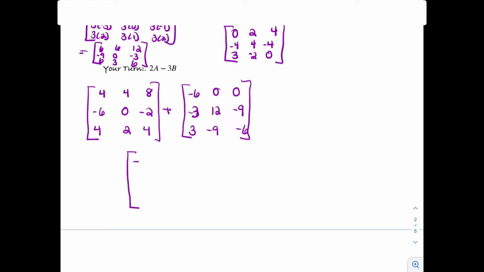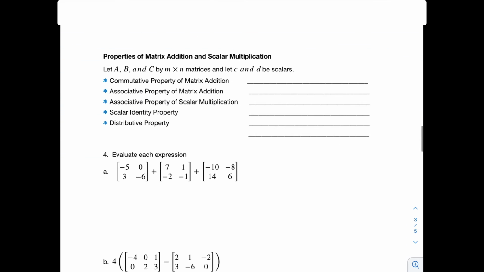Now I can add these two matrices together. Remember, I'm adding these matrices by adding our corresponding entries. So I have 4 plus 3, which gives me a typo there. That should be a 7.